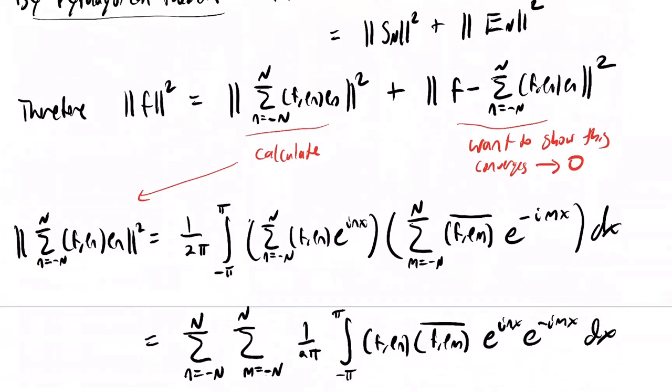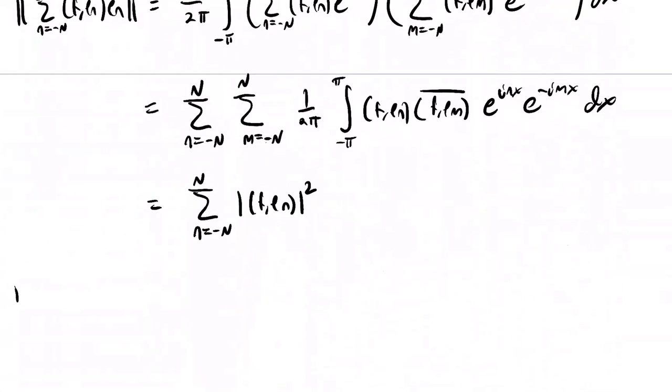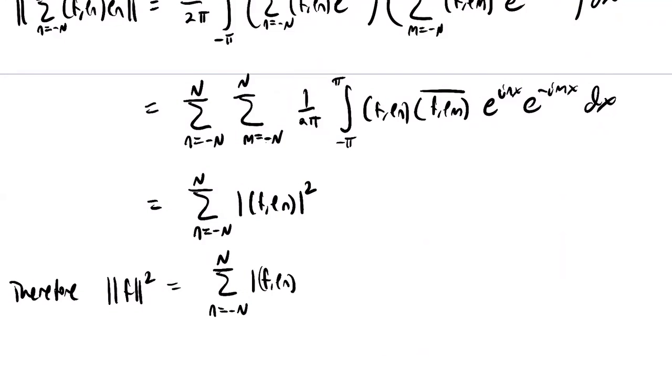And so I can plug this into the identity we have up here. This now implies that the L2 norm of my function squared is equal to the sum of the Fourier coefficients from minus n to n squared, plus the L2 norm of the error term. So this is like f minus the partial sum.